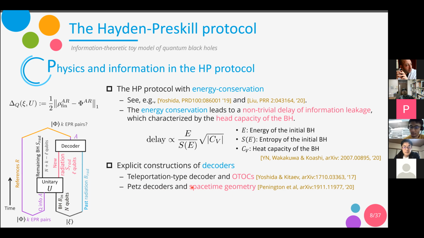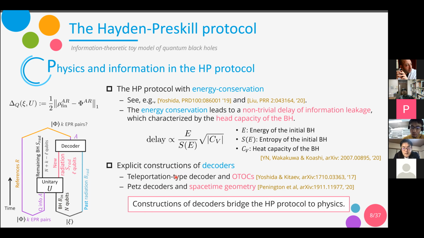So this is also very interesting, at least to me. What we can learn from these two is that constructions of decoders might bridge the information theoretic protocol to some quantities in physics, such as OTOCs or some space-time geometry and so on. So in this talk, I would like to follow this line of analysis, and I would like to provide a new decoder of the protocol. Okay, so this is a motivation.